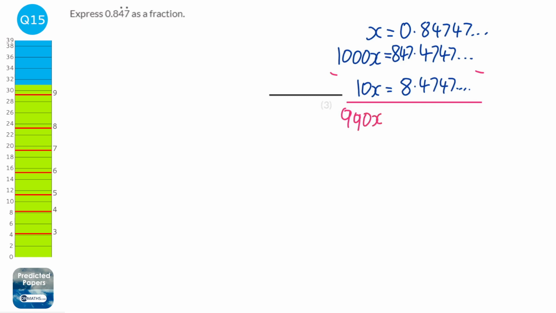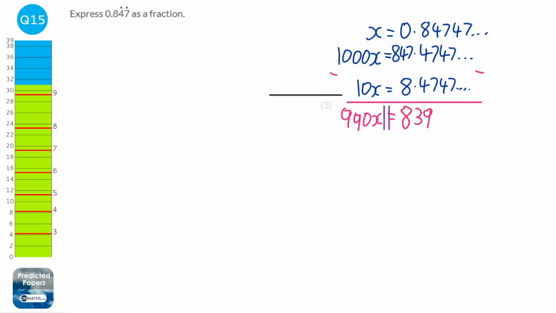990x, and then 847.4747, etc. take away 8.4747, etc. It's just going to be the same as 847 take away 8, because the recurring stuff will just cancel each other out. So 847 take away 8 is 839.